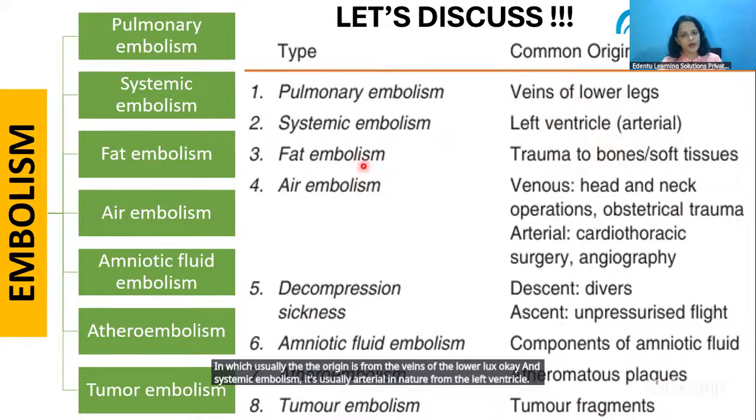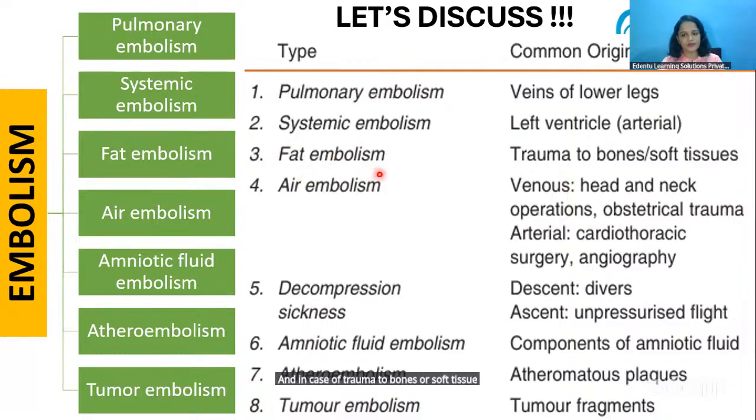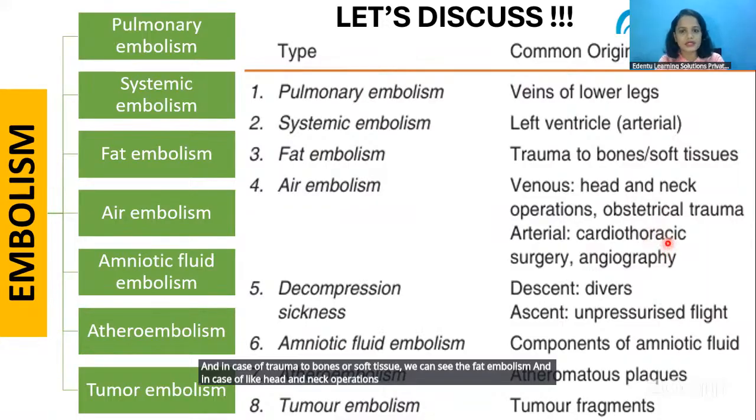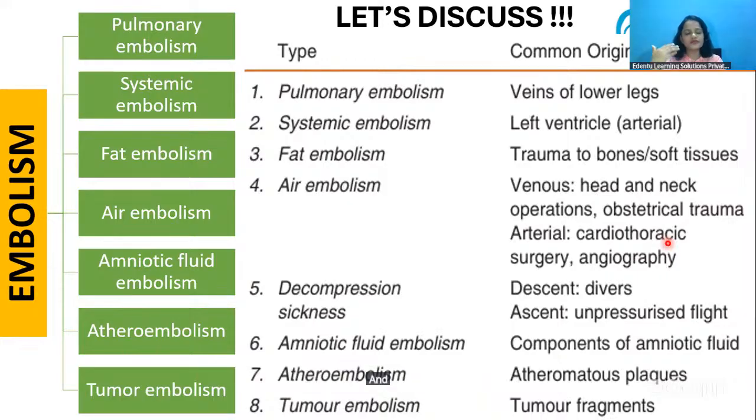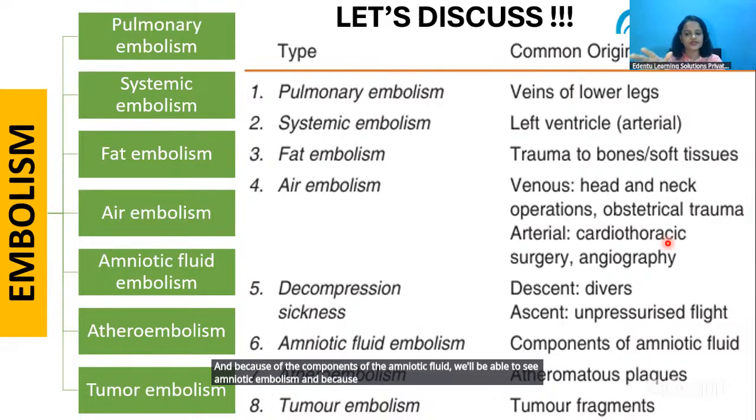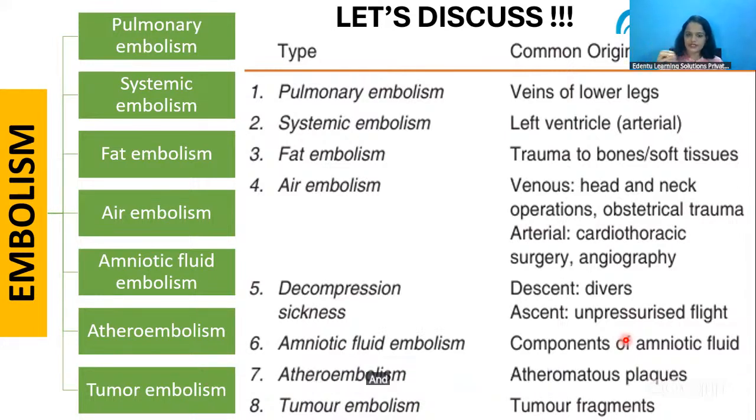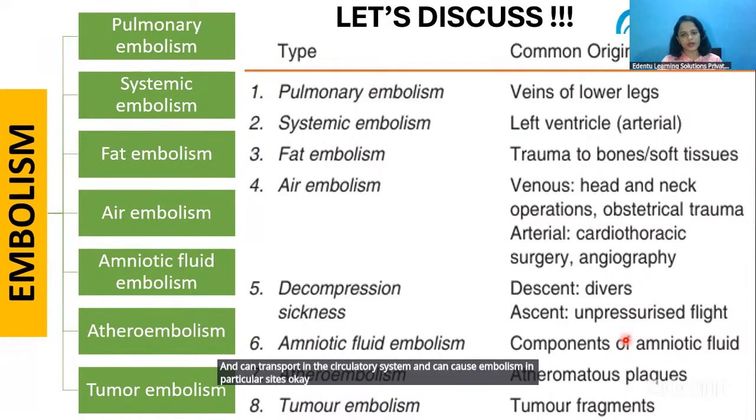In case of trauma to bones or soft tissue, we can see fat embolism. In case of head and neck operations or because of some obstetrical trauma, we can see air embolism. Because of the components of the amniotic fluid, we'll be able to see amniotic fluid embolism. Because of atheromatous plaques, we'll see atheroembolism. And from tumor fragments, we'll see tumor embolism. Some tumor fragments can get dislodged from the initial site, be transported in the circulatory system, and cause embolism in particular sites. So that will result in tumor embolism.